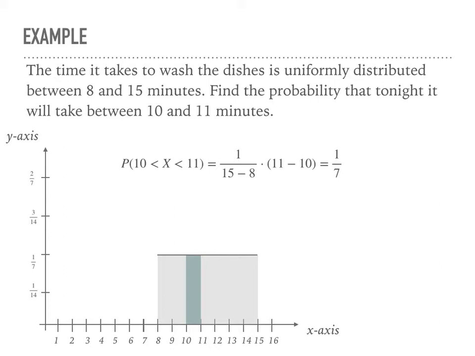So the probability of being between 10 and 11 minutes is 1 over 15 minus 8 times 11 minus 10, which equals 1 over 7. Now, we could have just looked at our picture and said that we have a width or a length of 1. The distance between 10 and 11 is 1. And then the height of our rectangle there is 1/7. So the area then would be 1 times 1/7, which is 1/7.